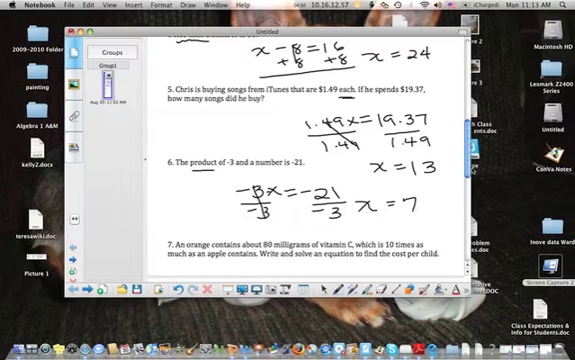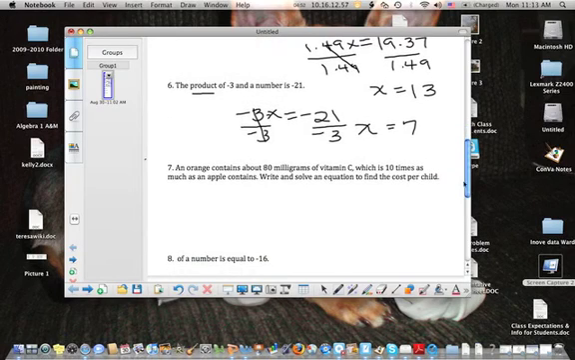All right, let's continue. Now, we had a little typo on this problem in class, and so I'll make note of that when I finish. An orange contains about 80 milligrams of vitamin C, which is 10 times as much as an apple contains. Write and solve an equation. We're not finding the cost per child, obviously, on this problem. We're trying to find how much vitamin C is in an apple.